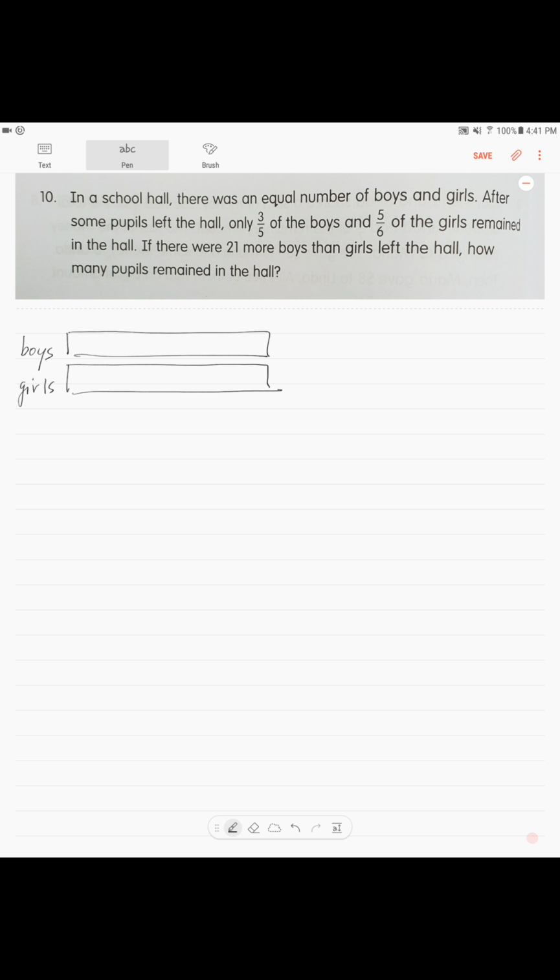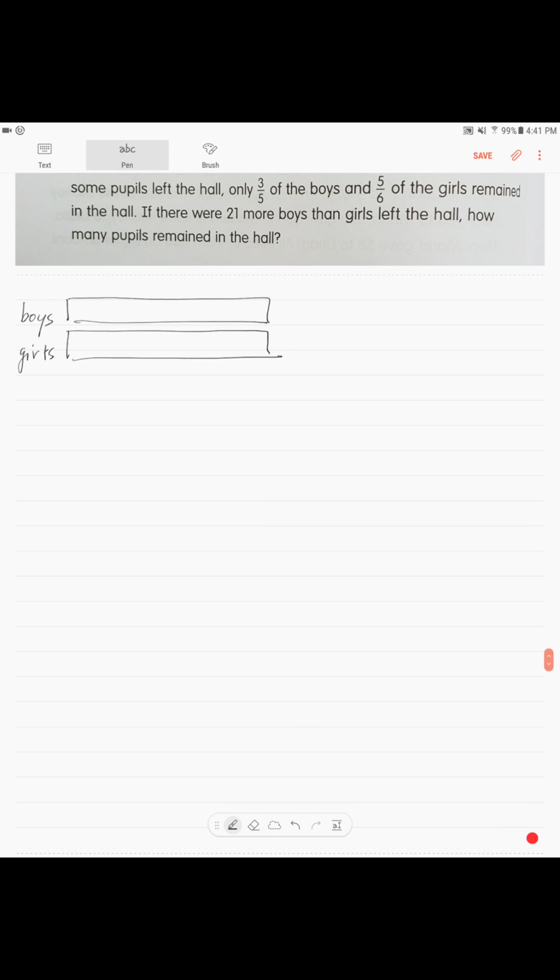After some pupils left the hall, only 3/5 of the boys and 5/6 of the girls remained in the hall, right? So 3/5 of the boys, right? Okay, all right, let's write it down. Boys, right? And 5/6 girls, right? So we're talking about pupils, right? If we want to understand what's going on, we need to bring them to a common denominator, right? You can see that the denominator is different. The common denominator is 30.